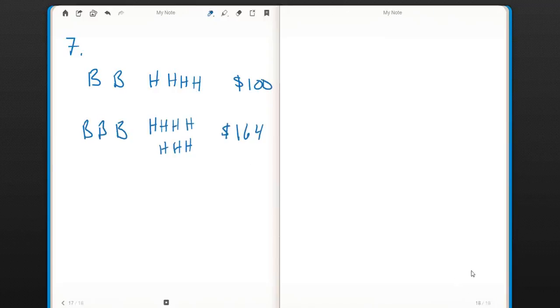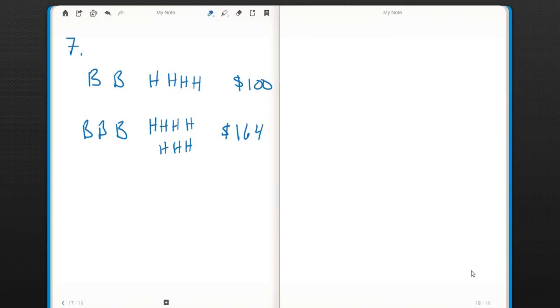Number 7 is a similar problem to number 6. They're all similar, but the way you solve them isn't the same, and that's good because it teaches us lots of thinking skills. We have 2 bags and 4 hats, and that costs $100. 3 bags and 7 hats. Here, I drew it so you didn't have to watch it all happening. What can we do with this? It's not quite as simple as the last one.